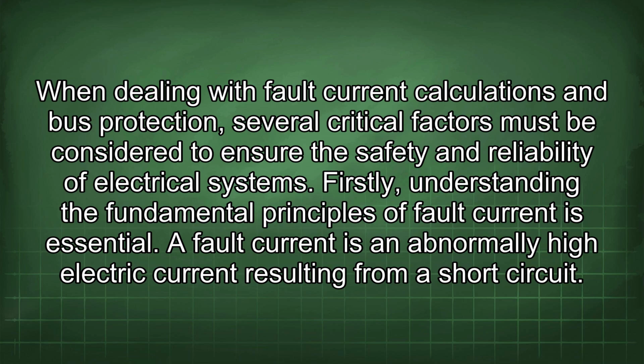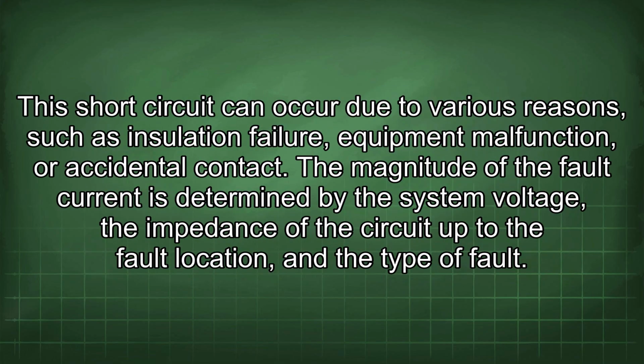When dealing with fault current calculations in bus protection, several critical factors must be considered to ensure the safety and reliability of electrical systems. Firstly, understanding the fundamental principles of fault current is essential. A fault current is an abnormally high electric current resulting from a short circuit. This short circuit can occur due to various reasons, such as insulation failure, equipment malfunction, or accidental contact. The magnitude of the fault current is determined by the system voltage, the impedance of the circuit up to the fault location, and the type of fault.